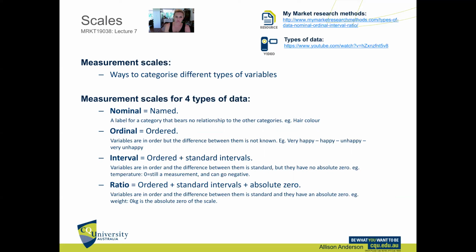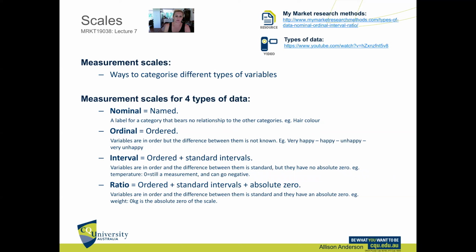Okay, interval data is ordered and it has standard intervals. So variables are in order and the difference between them is standard, but they have no absolute zero. For example, temperature. 0 is still a measurement. You can go negative. There's no absolute 0. You know, -5 is still a temperature. It's not the end of the scale at 0. And the difference between -5 and -4 is the same as the difference between 25 and 26 degrees. It's 1 degree, which is a measured amount.